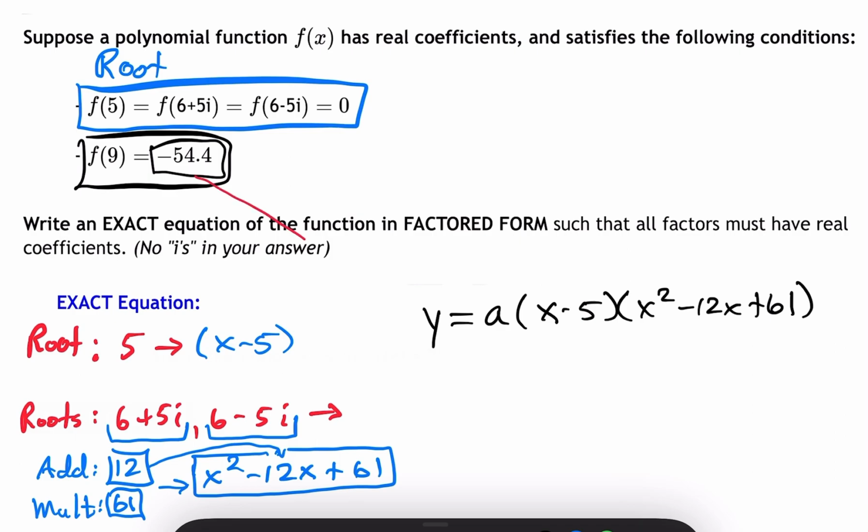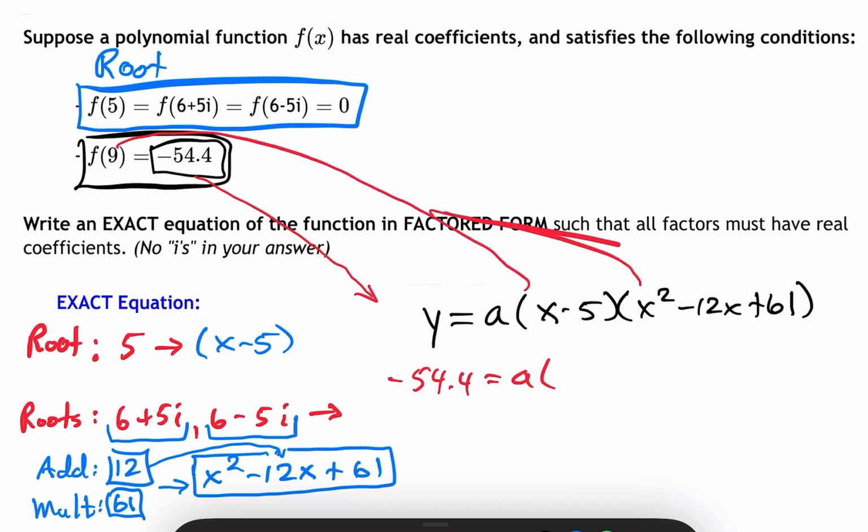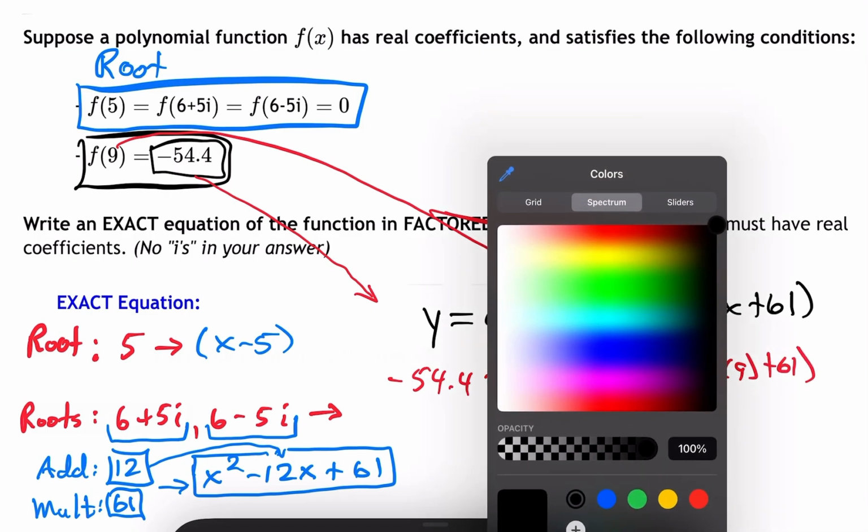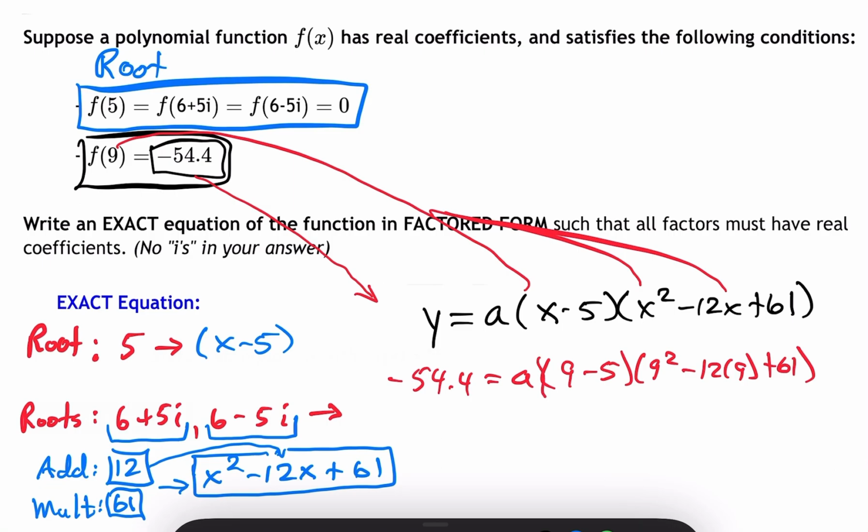So I'm going to take this right here and plug it into y, which then makes negative 54.4 equals a, and then the 9 is going to go into these x's that you see right here. So x goes there, and there. So I'll have 9 minus 5, and then times 9 squared minus 12 times 9 plus 61. And then all of that gets put in your calculator. And if you do that all in your calculator, in this example, it gives you 136.